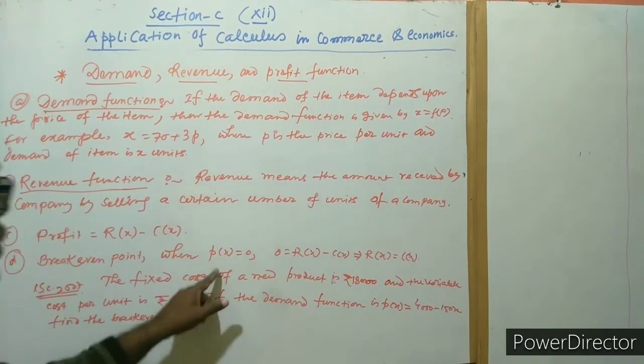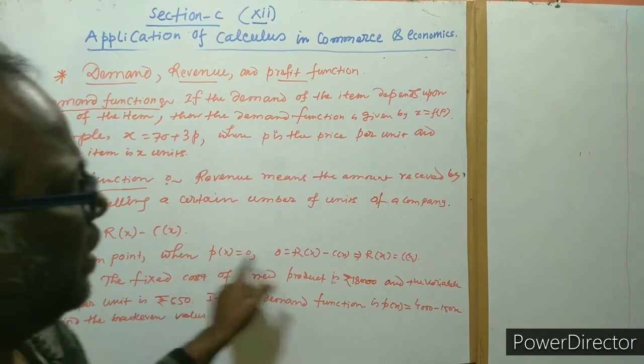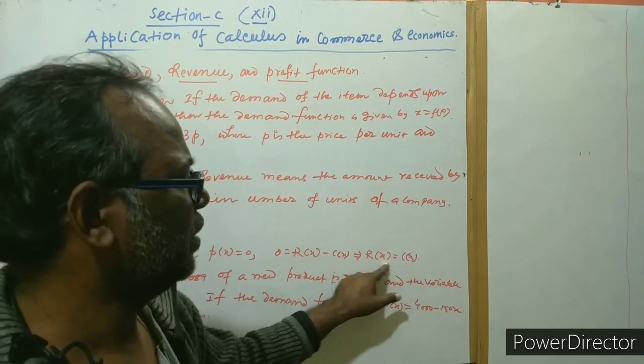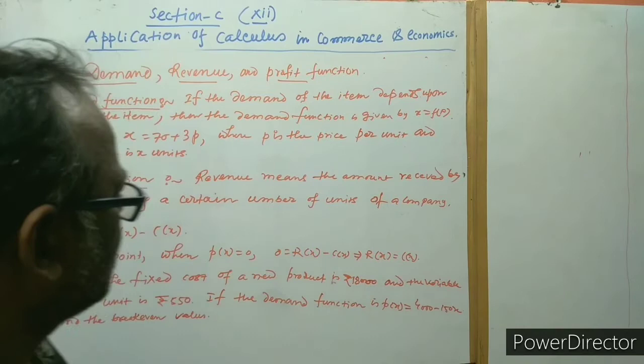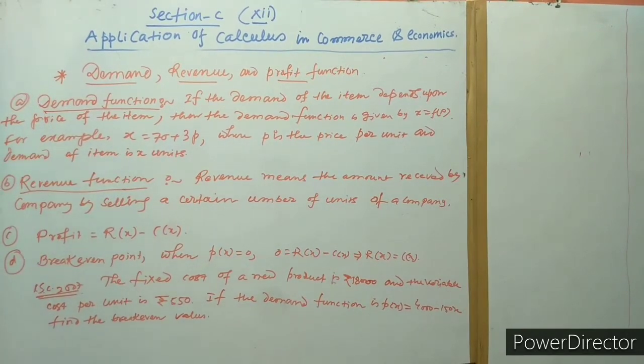So if profit is 0, then we can say revenue function is equal to cost function. Then the profit margin is 0. So if we want to find the break-even point, then we equate the revenue function to the cost function. Actually, profit will be 0 there.